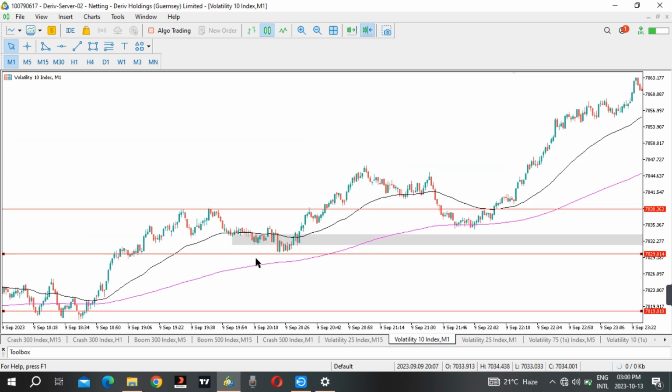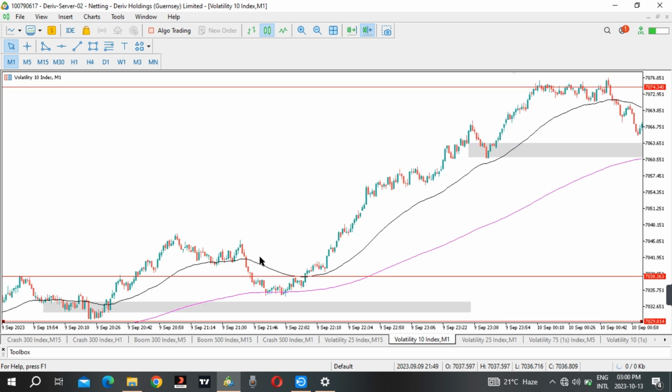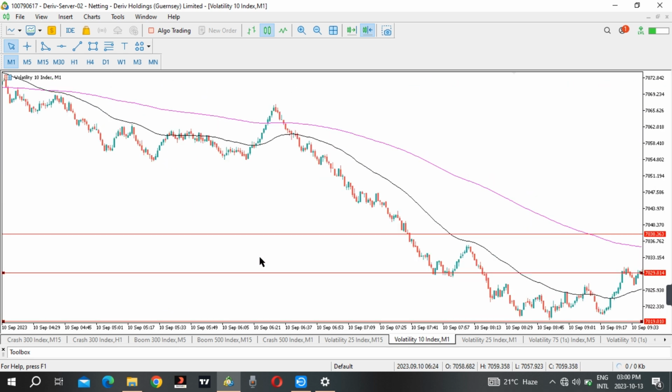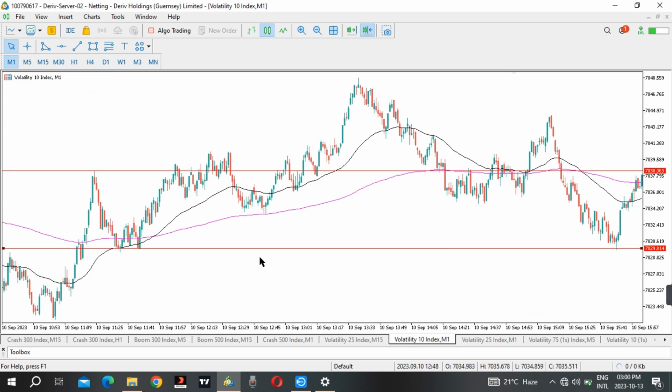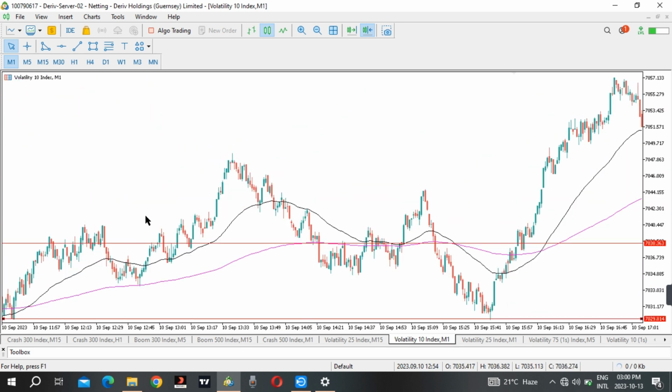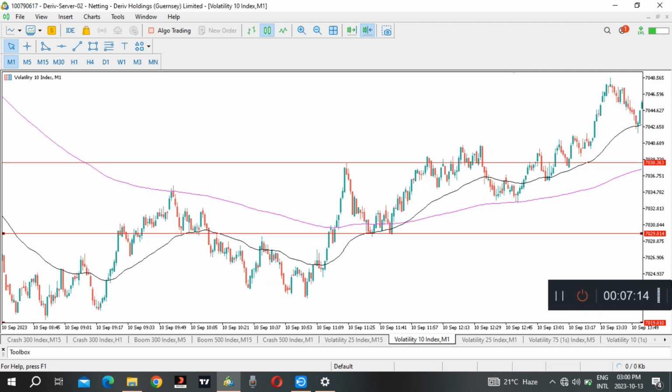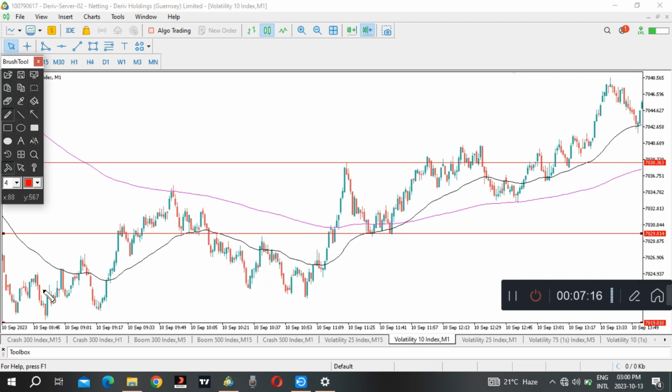This broke past our 50 moving average. I don't think that this is suitable as an example. It seems like this one was in a downtrend continuously, right? So let's come over here. As you can see, there was a breaking market structure to the upside over here.